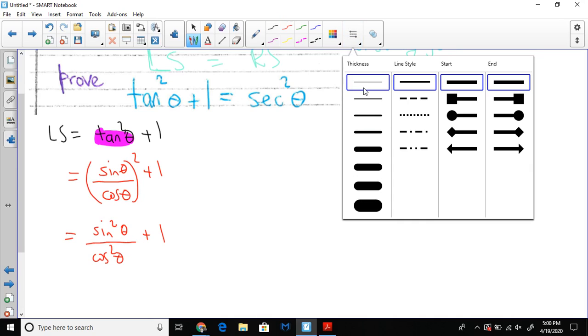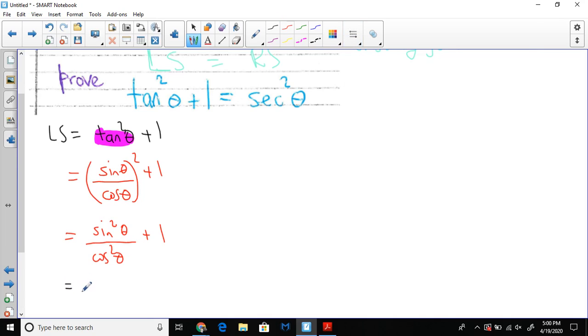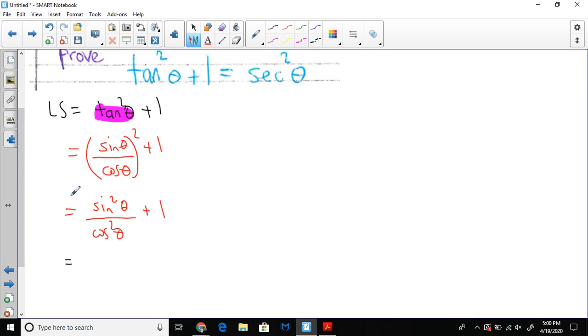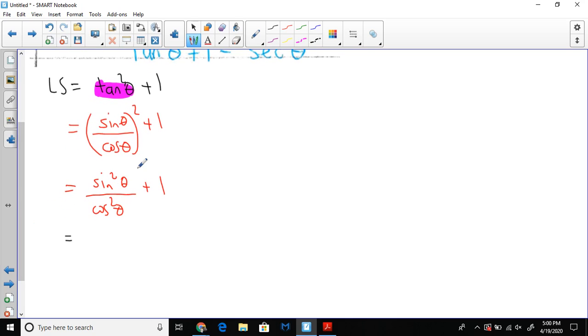If we look at our algebraic toolkit, well, here I have a fraction plus a whole number. So what I can do is find a common denominator so that I have only one term, because the right side here, secant squared theta, is only one term.